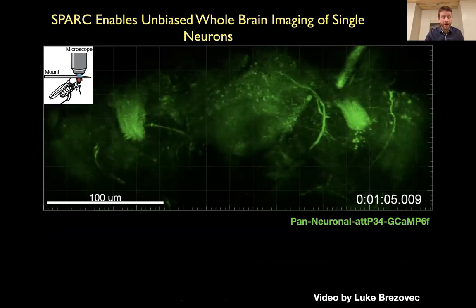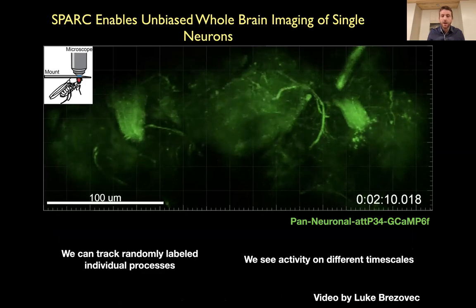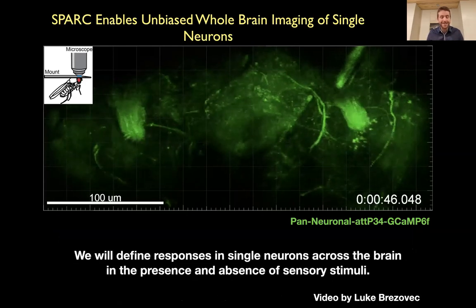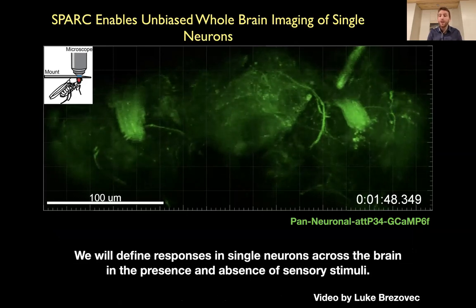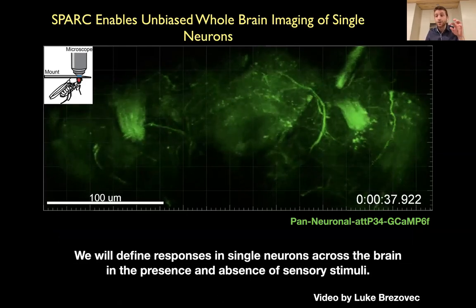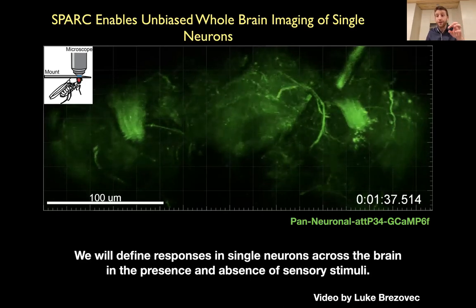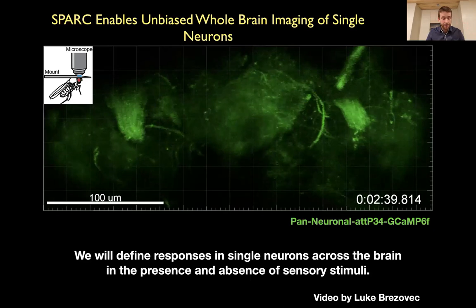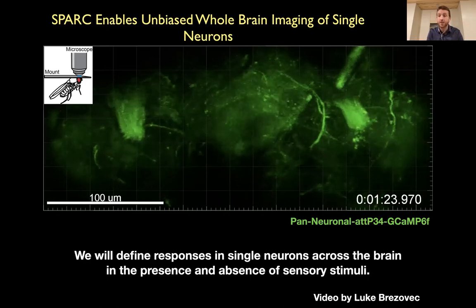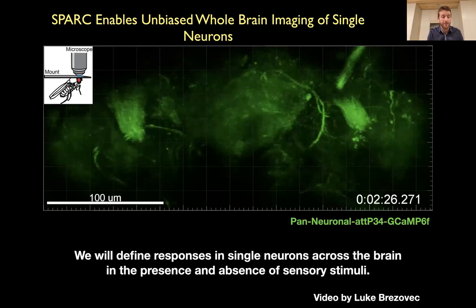Now, what I hope you can appreciate from this movie is that we can see and track randomly labeled individual processes, and we see activity on different timescales. And because SPARC labels different subsets of neurons in any brain, we can use this tool in an unbiased fashion to scan through single neuron responses in the presence or absence of any stimulus, letting us associate those neuron responses with a given behavior or response to stimulus. Now, luckily, the fly brain is very highly stereotyped, and we can do post hoc analysis to determine the identity of these specific neurons and discover circuitry that is critical for these different behaviors.